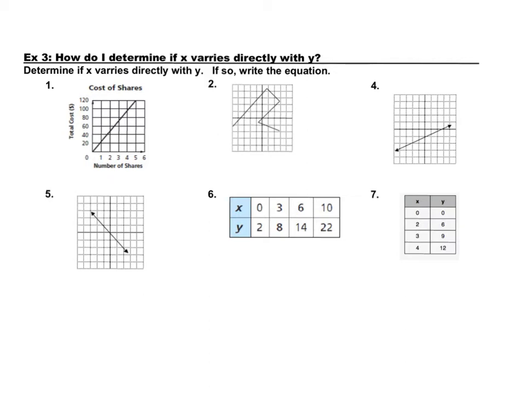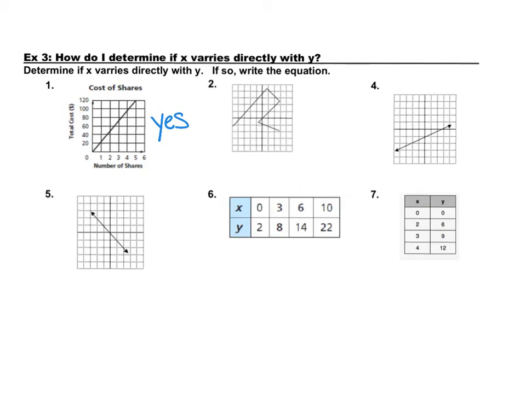All right, so let's take a look at graphs. How do I determine if x varies directly with y? Determine if x varies directly with y. If so, write the equation. All right, so let's take a look. We need to look for 2 things. We need to look, is it going through the origin? And is it a continuous straight line? So for number 1, yes, this is a direct variation equation, and now it wants us to write the equation.